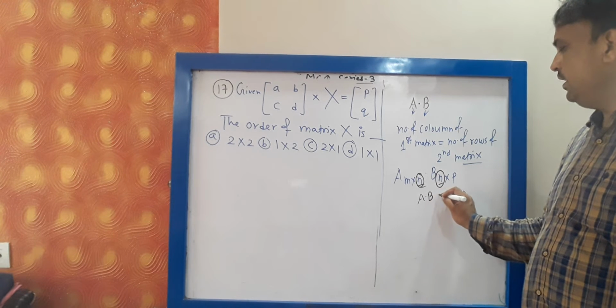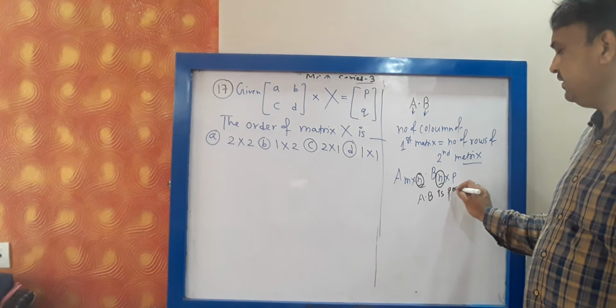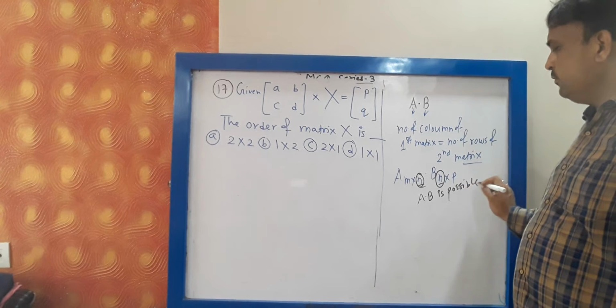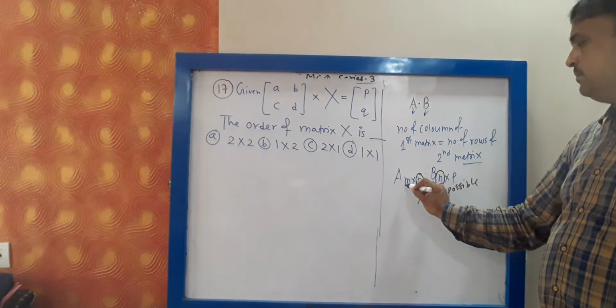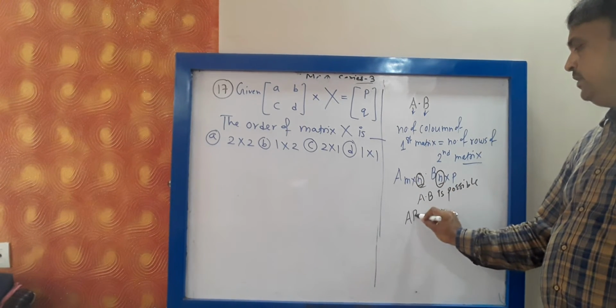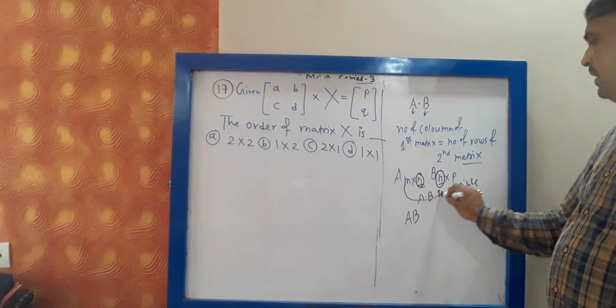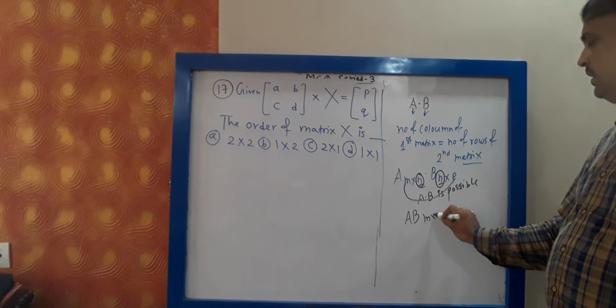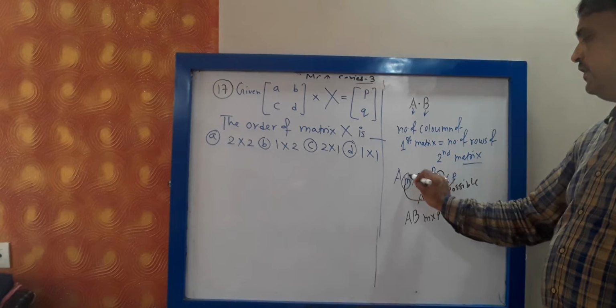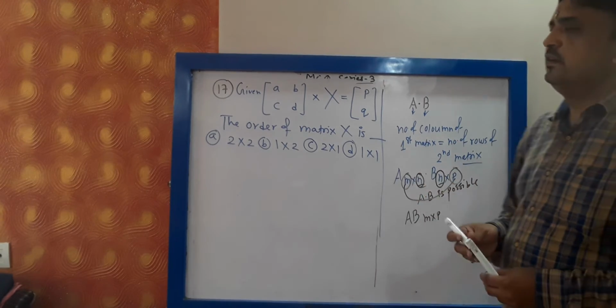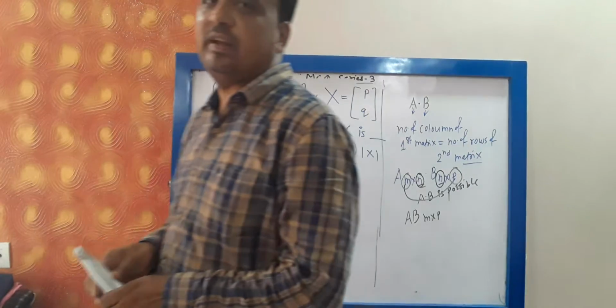A dot B is possible or is defined. And what is the resultant matrix? The resultant matrix AB will be of order M by P. Rows of first, column of second.